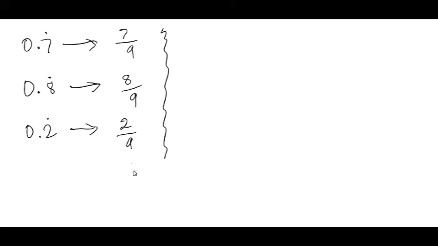So let's try one of those right away. If we had 0.23, and both of these digits are recurring, what did we say we do? Step 1, we let x equal our starting decimal.